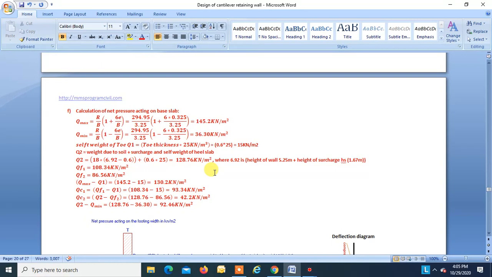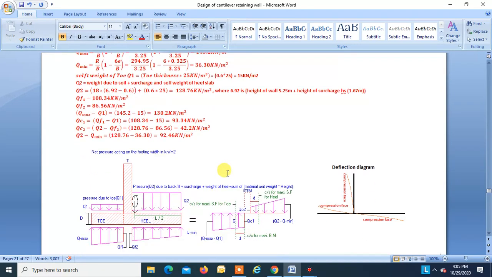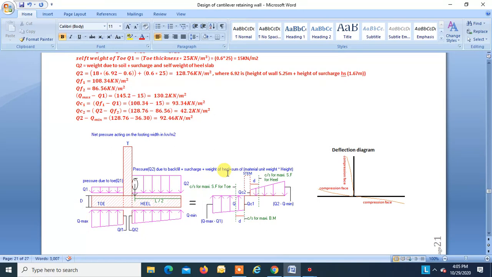Now we have to find the steel required for the respective bending moments, and we have to do the check for one way shear. For that, first we have to find the soil pressures, the gross pressure and the net pressure, right? So this is our pressure diagram. This is the gross pressure, Q max, Q min, and this is the pressure Q1 due to the weight of toe, and this is the pressure Q2 due to the weight of heel, backfill, and the surcharge.